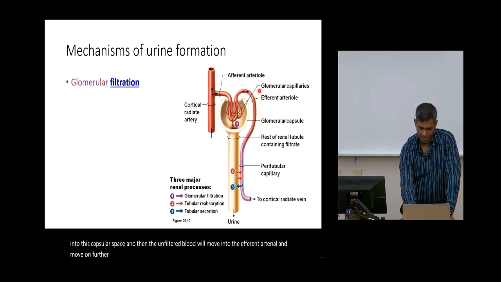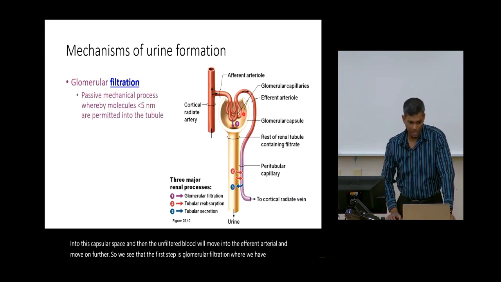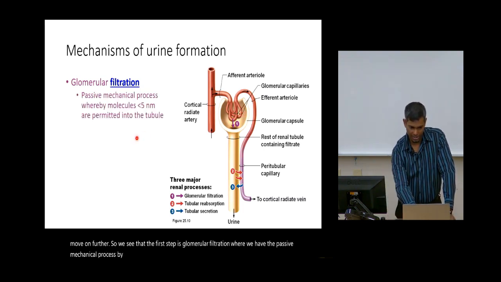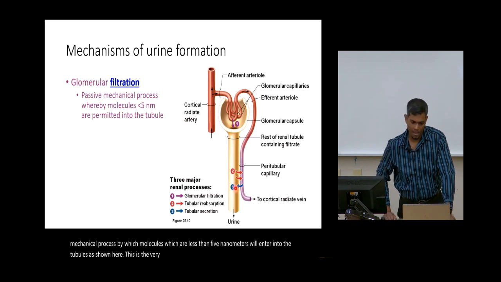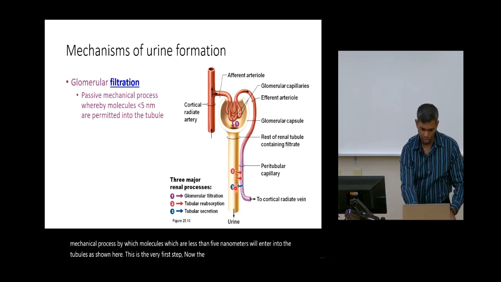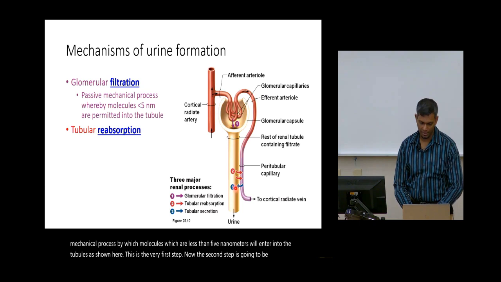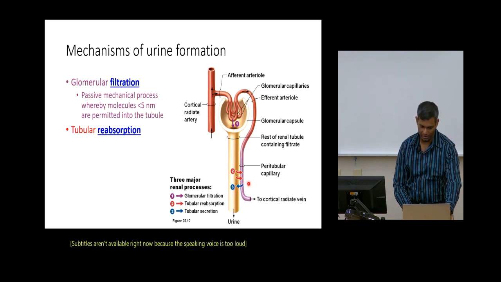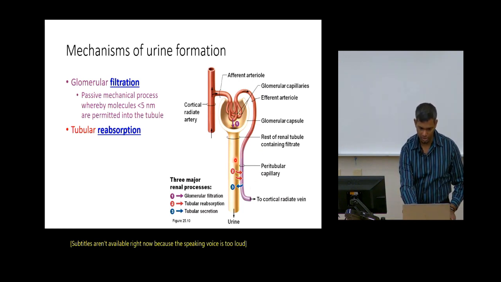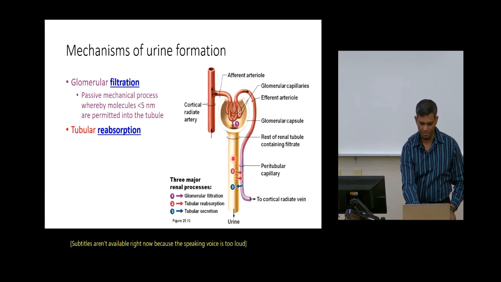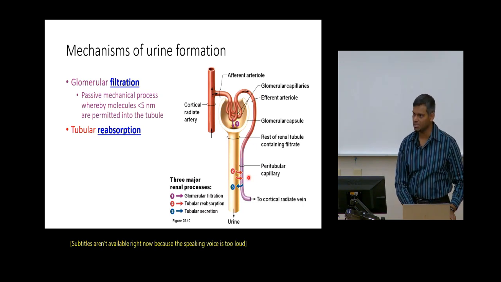So the first step is glomerular filtration, a passive mechanical process by which molecules which are less than 5 nanometers will enter into the tubules as shown here. Okay, this is the very first step. Now the second step is going to be tubular reabsorption, and it's denoted here by 2 red arrows. The reason there are 2 red arrows is to indicate that most of this filtrate which enters the tubule is going to be reabsorbed back into the bloodstream as shown here.